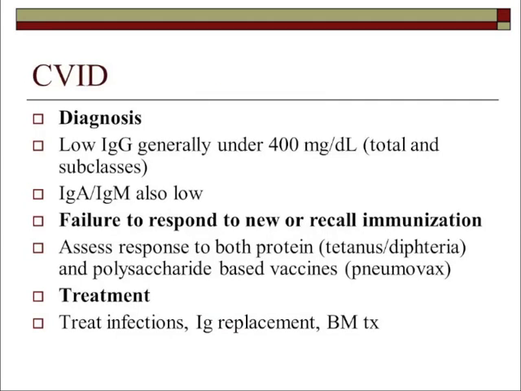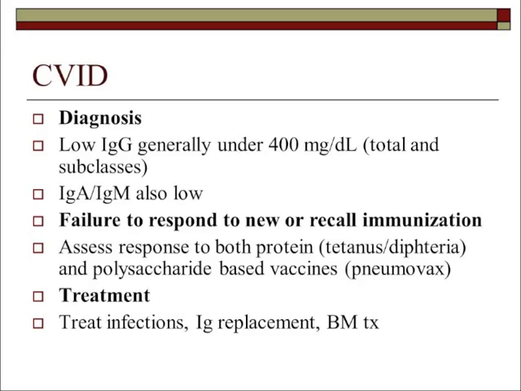So again, how do you diagnose CVID? The more obvious thing, low IgG levels, right? And it's not just total IgG, but all the subclasses are going to be low as well. And then it's almost always going to be associated with low IgA and low IgM as well. But really the main thing, and the board questions may focus on, is going to be failure to respond to new or recall immunization. So in other words, you vaccinated them, but they never mount a response to the vaccine, right? So the way to seal this diagnosis is really to assess for that response.